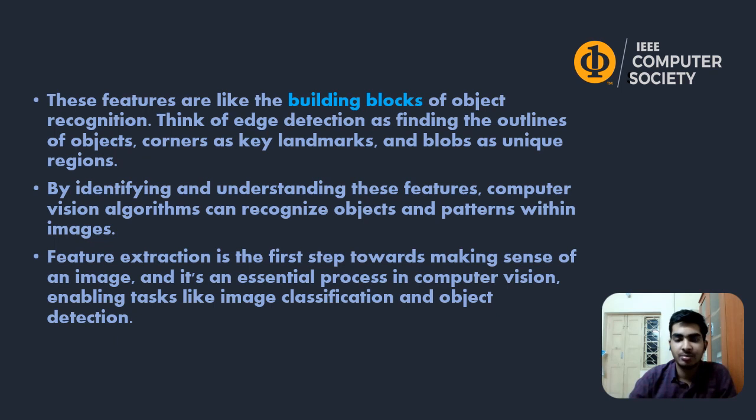These features are building blocks of object recognition. Think of edge detection as finding the outlines of objects. Corners are key landmarks and blobs as unique regions. By identifying and understanding these features, CV algorithms can recognize objects and patterns within images. Feature extraction is the first step towards making sense of an image, and it's an essential process in computer vision, enabling image classification and object recognition.